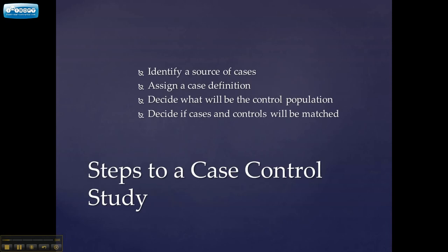There are 4 steps to a case control study. First is to identify a source of cases, or people with the disease. Next is to assign a case definition. This definition states the exact characteristics that must be present or absent for it to be considered a case. Next is to decide how the controls will be chosen. And last is to decide if the cases and controls will be matched.